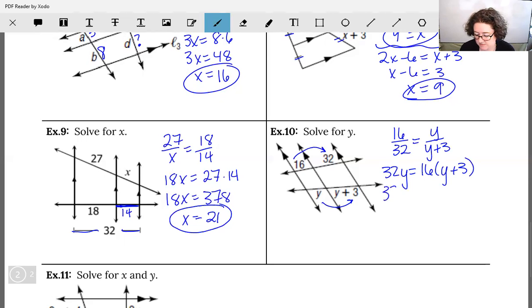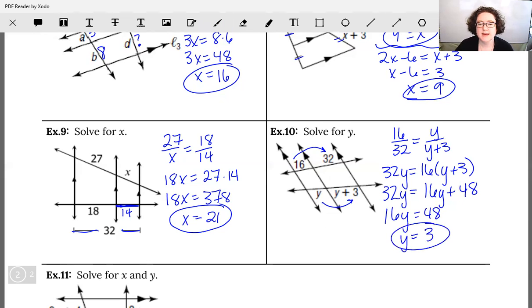Okay, distribute out that 16. So 16y plus 48. I'm going to subtract 16y from both sides. So 32 minus 16 gives me another 16. And then divide both sides by 16. And we're getting out 3.